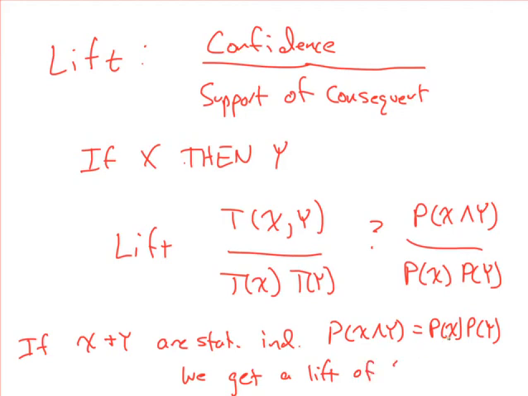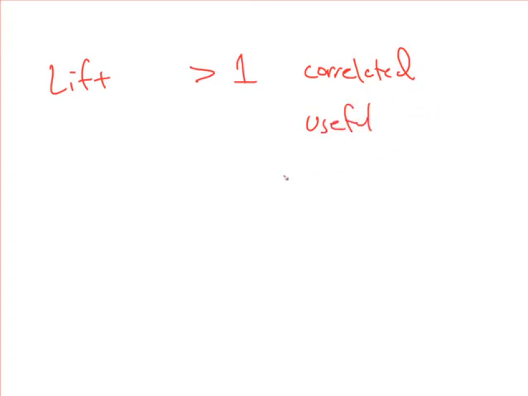So when they're statistically independent, we get a lift of 1. When they're uncorrelated, then we actually end up getting a lift of 0. And when they're correlated, when it's useful, we get a lift bigger than 1. So if I want to summarize that, we know what the lift is based on. When it's bigger than 1, that means x and y are correlated. And so that means our association rule is going to be useful or interesting. The bigger it is, the more interesting it is.